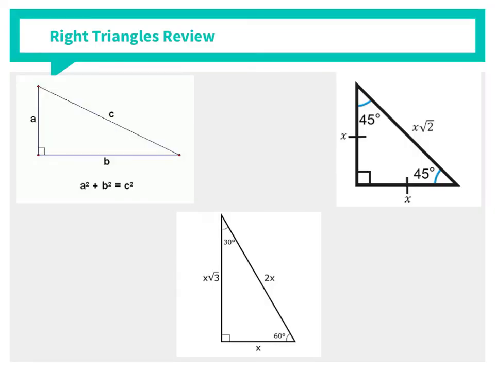Let's just transition for a moment to review a little bit about right triangles. These are all things that we learned in past units. Let's just recall that if you have any right triangle, we can use the Pythagorean Theorem to find any of the missing side lengths. Again, this is when we know that we have a right triangle.